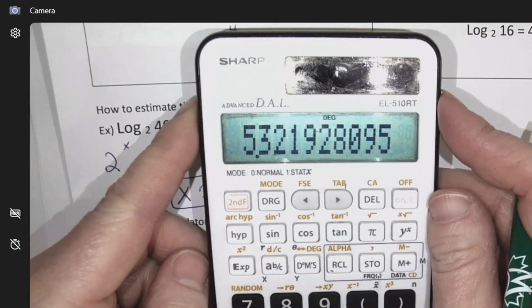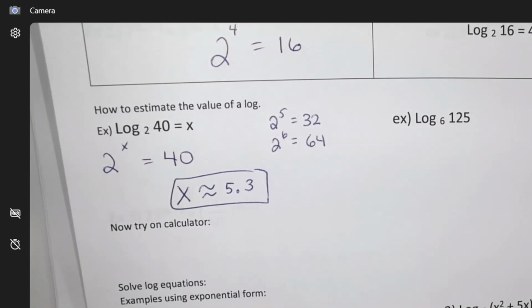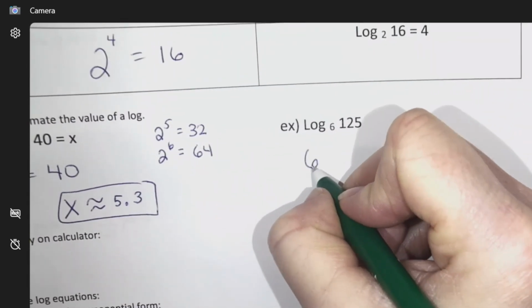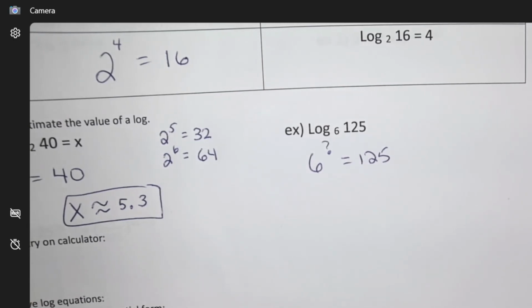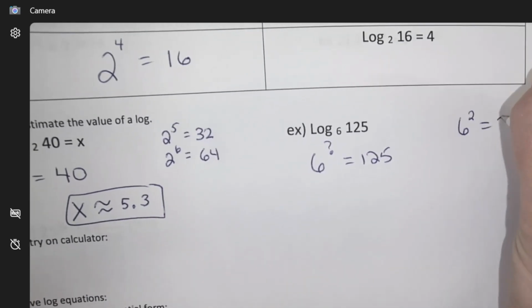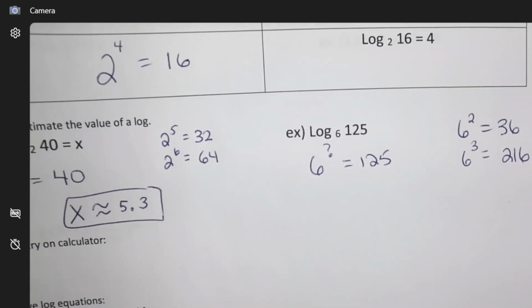I know how to do the answer. I'm not going to tell you guys what I did. But that's what it is. So look at our estimate. That was good. Okay, next one. The base was 6. We have to think of the exponent that does that. Okay, well, I know 6 squared is 36. 6 cubed is 216. So what do I know about the exponent? I think it would be between 2 and 3.